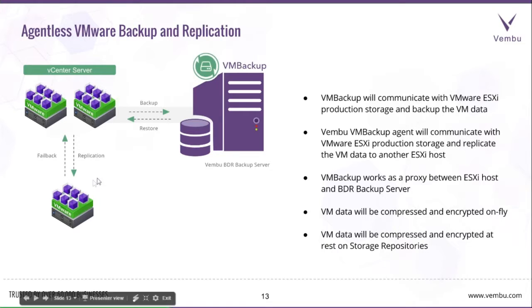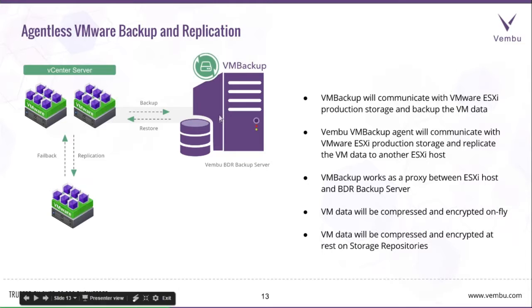And here is another example, an architecture of how the agentless VMware Backup and Replication works. Once you install the Vembu VDR server on any local machine, you will have the VM backup proxy, which will be connecting to the VMware ESXi host, or if it's a vCenter, it will be connecting to the vCenter, and it will back up, and through the same client, you will be able to perform the restore as well.